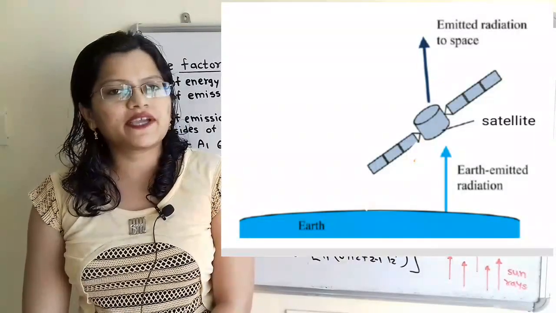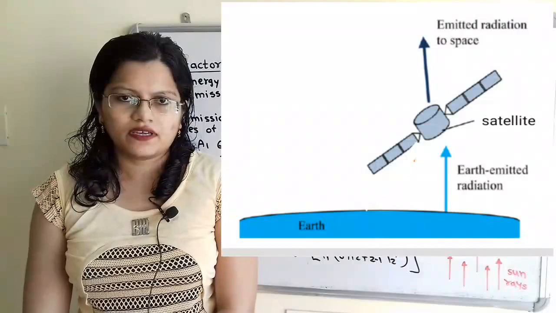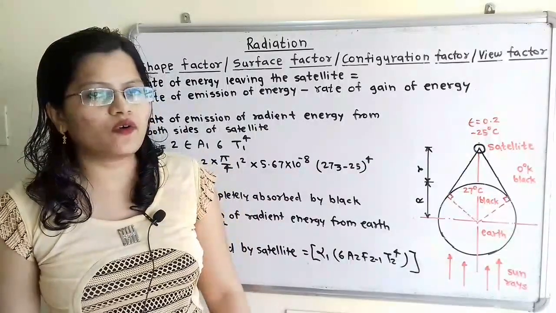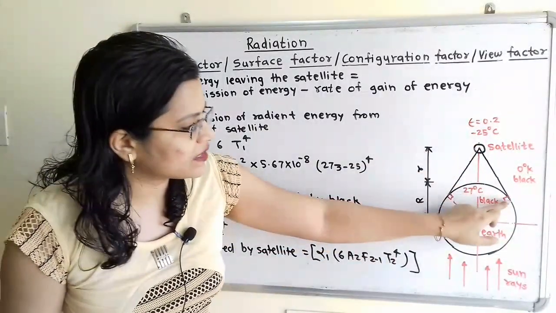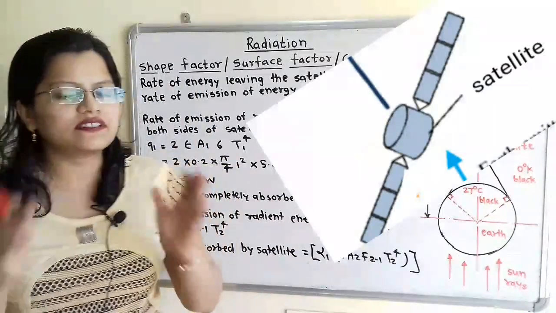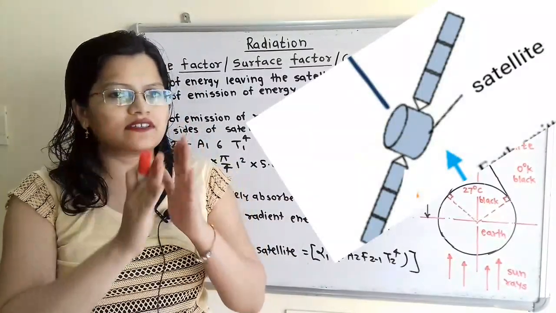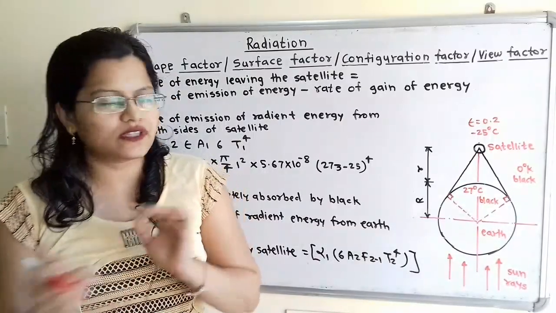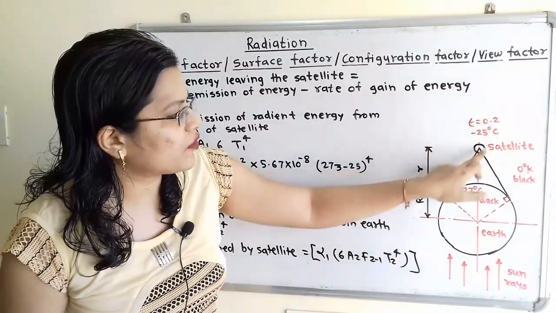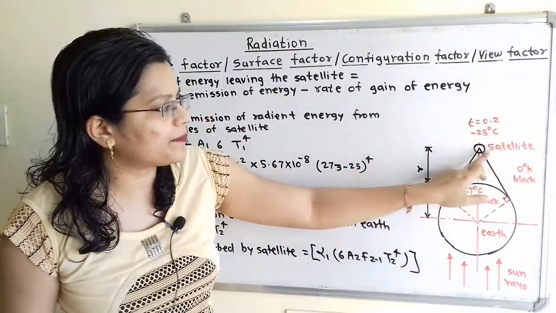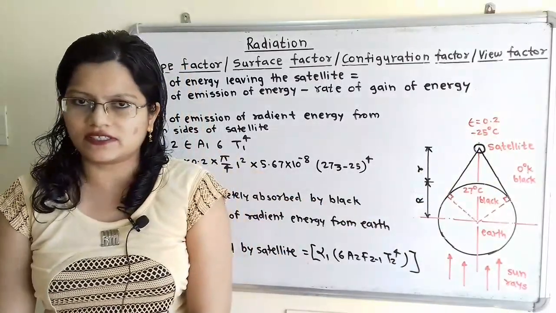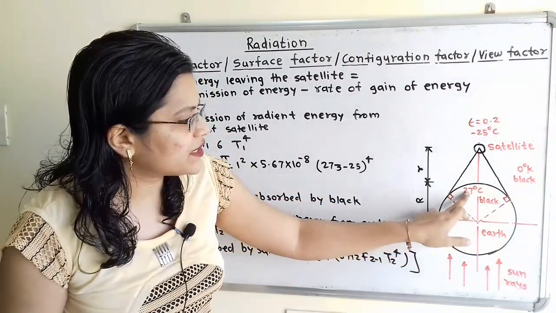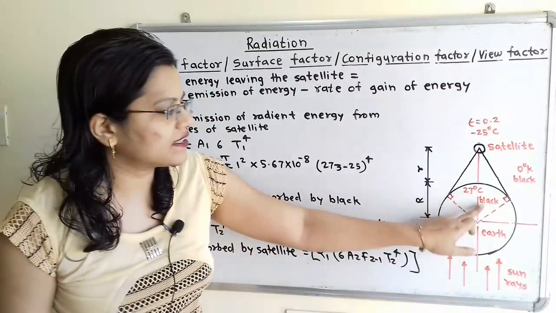Let us understand the given data with the help of diagram. It is given that the satellite is disc shaped and it is oriented in the tangential direction to the Earth. For this disc shaped satellite we will consider two surfaces, which are circular cross sections of the disc. Emissivity epsilon for the satellite is given 0.2 and temperature of satellite is minus 25 degrees Celsius.